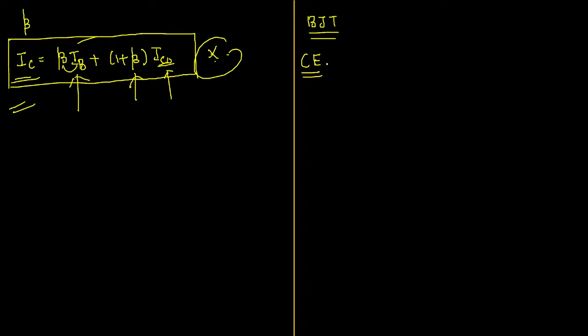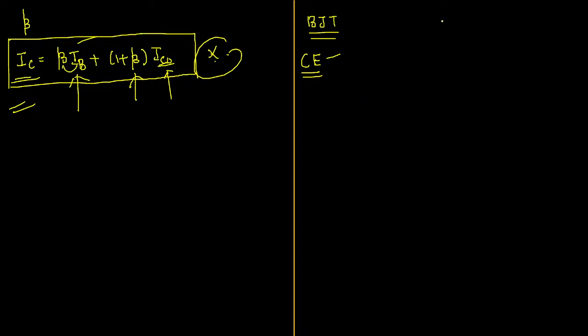If you take the common emitter region, common emitter means what? Input will be given through the base and output will be taken from the collector. So emitter is going to be common here, between input and output. So when we are taking common emitter characteristics, the emitter is going to be the common region, input is going to be the base, and the collector is going to be our output.